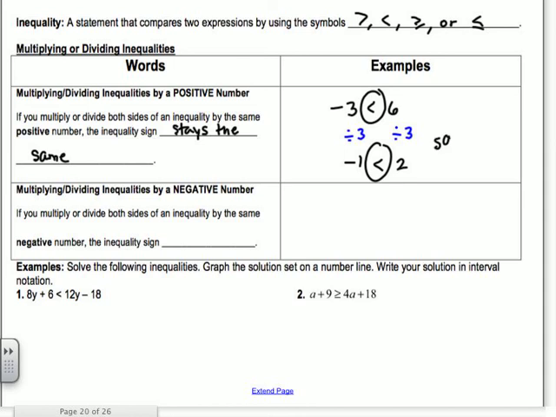Okay, but let's say we have a negative number. So if you multiply or divide both sides of an inequality by the same negative number, the inequality sign flips. So let's think of an example. I have negative 5 is less than 10, right? Let's say I divide by negative 5. Now I have 1 and negative 2. How are 1 and negative 2 related? 1 is greater than negative 2. So see how you went from less than and then you had to flip it to greater than. Does that make sense? So whenever you divide or multiply by a negative number, you have to flip your inequality sign.